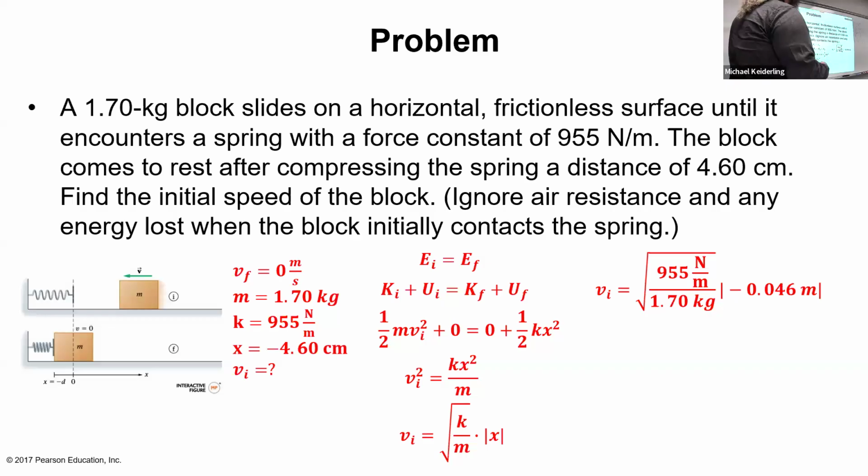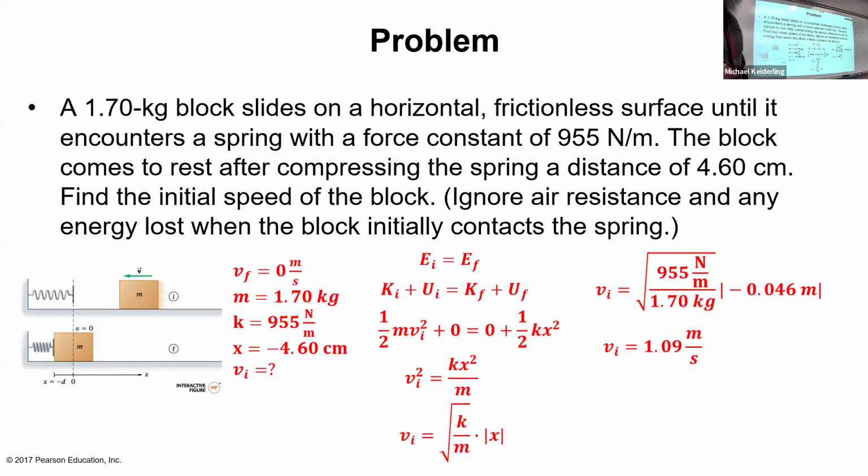So 955 newtons per meter over 1.7 kilograms times the absolute value of minus 0.046 meters gives us 1.09 meters per second. In the image, x is negative, so I'm trying to be consistent. But the sign just gets erased by the squaring and square rooting. Any questions about this?